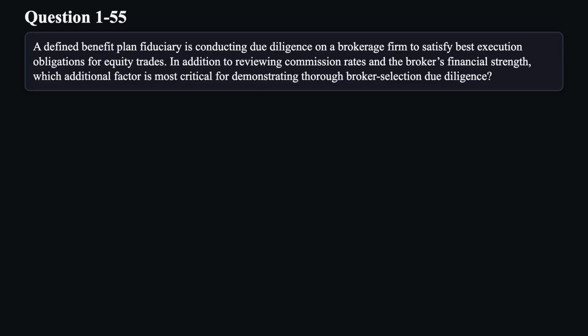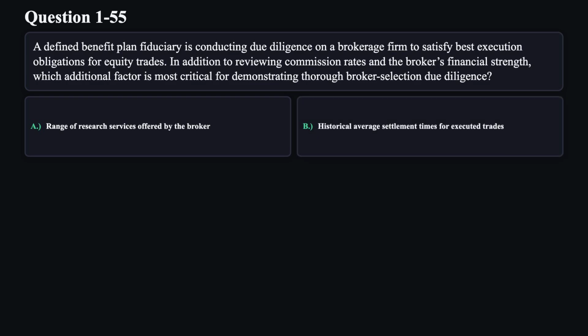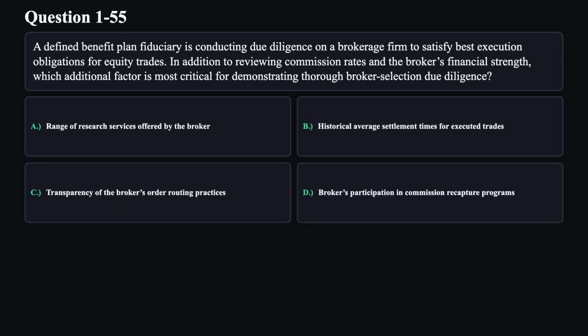Question 55. A defined benefit plan fiduciary is conducting due diligence on a brokerage firm to satisfy best execution obligations for equity trades. In addition to reviewing commission rates and the broker's financial strength, which additional factor is most critical for demonstrating thorough broker selection due diligence? A. Range of research services offered by the broker. B. Historical average settlement times for executed trades. C. Transparency of the broker's order routing practices. D. Brokers' participation in commission recapture programs.